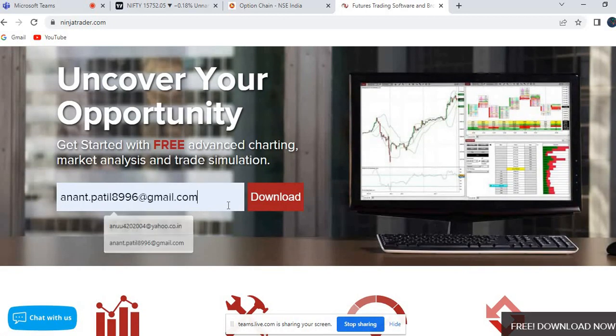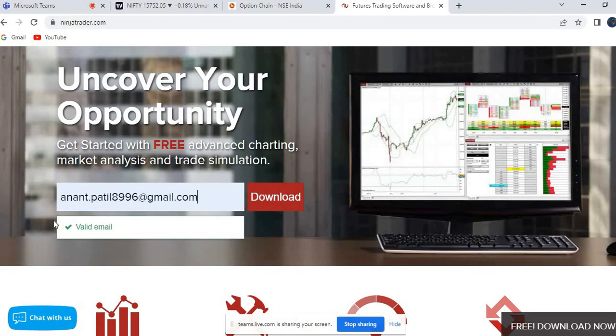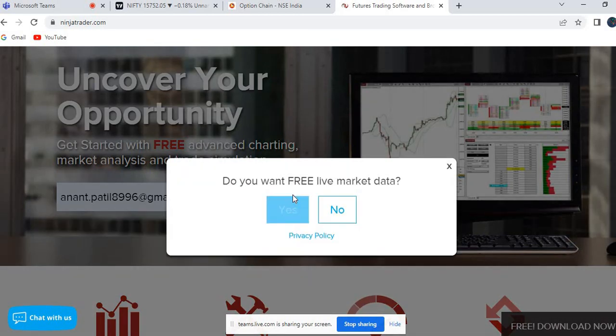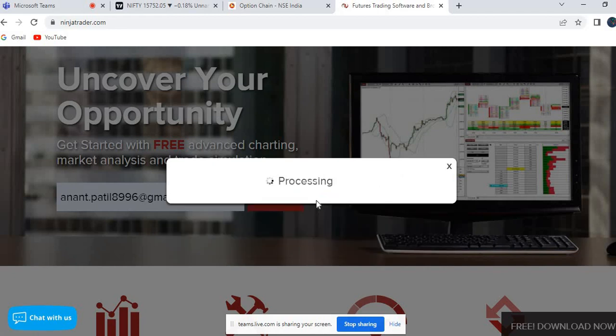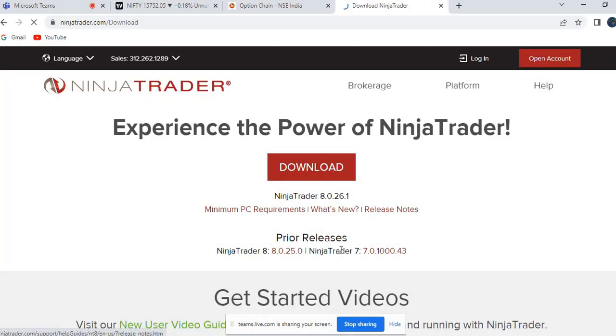Then you put anything right here, just like this. It will validate the email, and then go to download. If you go to download, it will ask you this question, say no, and it will move to the next page, and the next page will have these two things. Look at this. This is Ninja Trader 8, and this is Ninja Trader 7. So click on this link, and your Ninja Trader 7 is going to get downloaded. Is that clear?